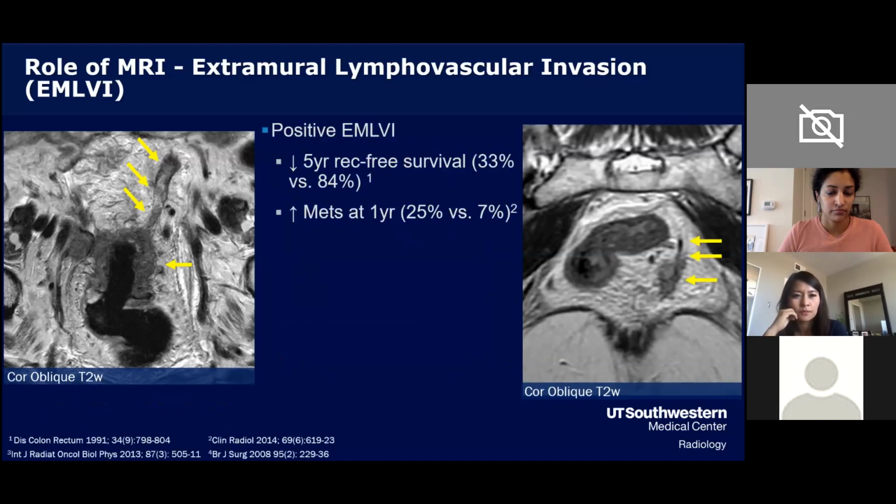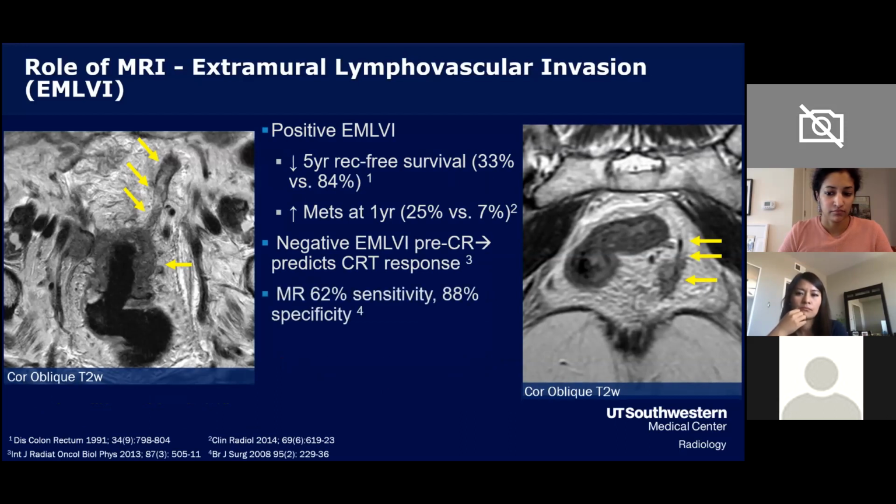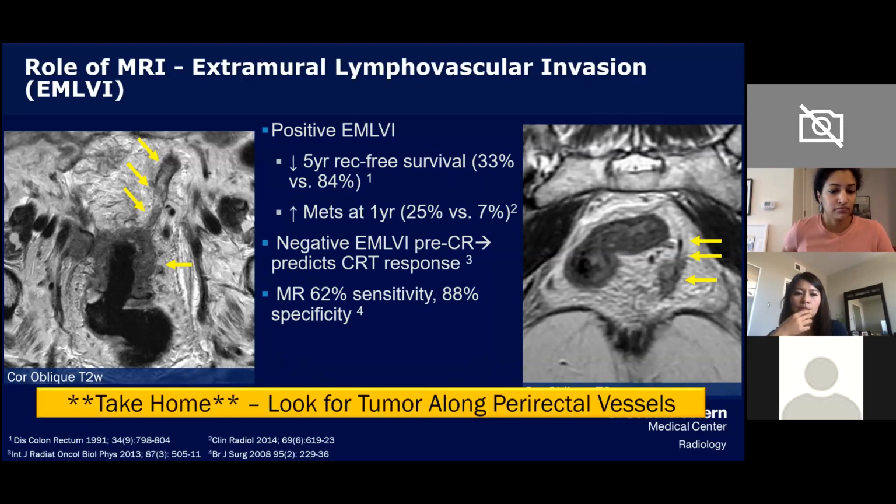And again, this is important because you have a lower 5-year recurrence-free survival and higher rate of metastases at 1 year. A negative lymphovascular invasion predicts better chemoradiation response, and you can see there the MR tends to have lower sensitivity because of some of the reasons I talked about, but better specificity.